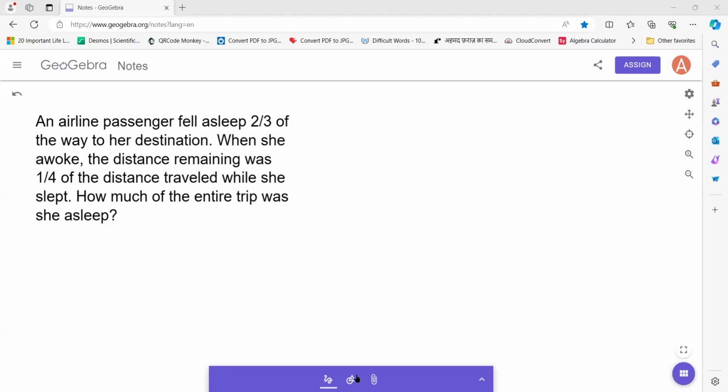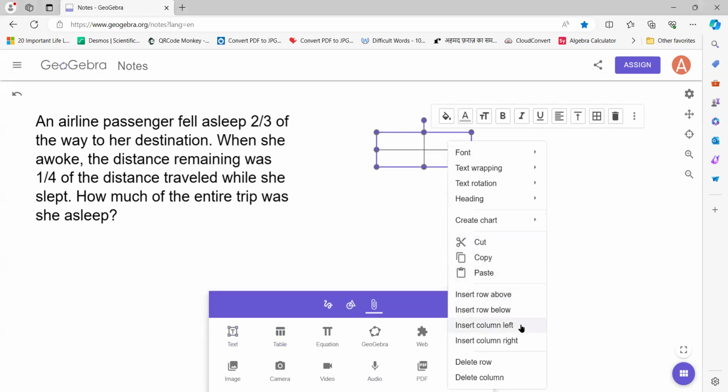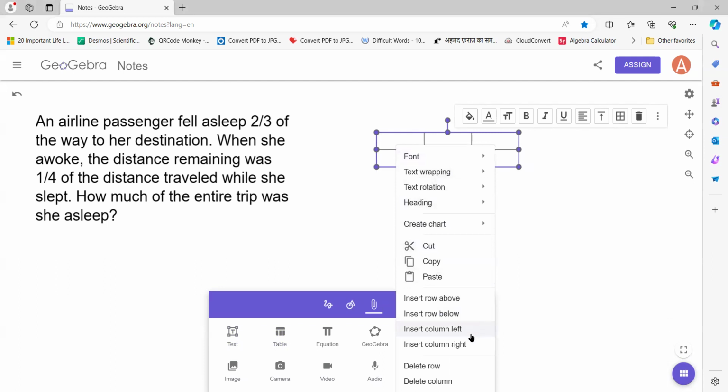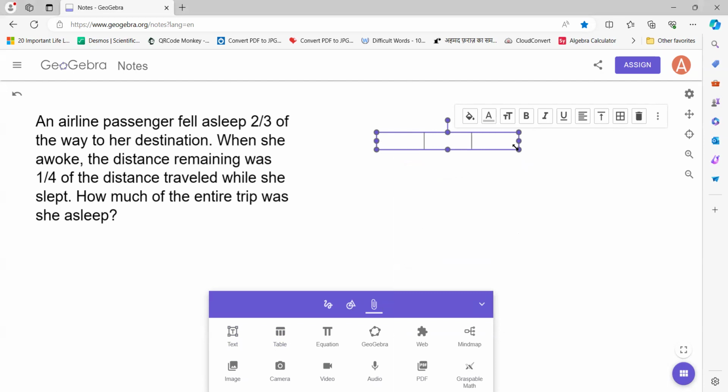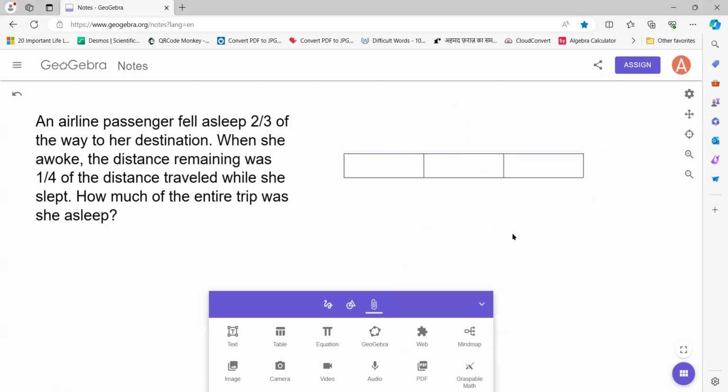I'm going to start with a length that represents the total distance traveled by the passenger. So since she fell asleep two-thirds of the way to her destination, I am going to assume the entire length has three equal parts. And let's shade some of these parts.